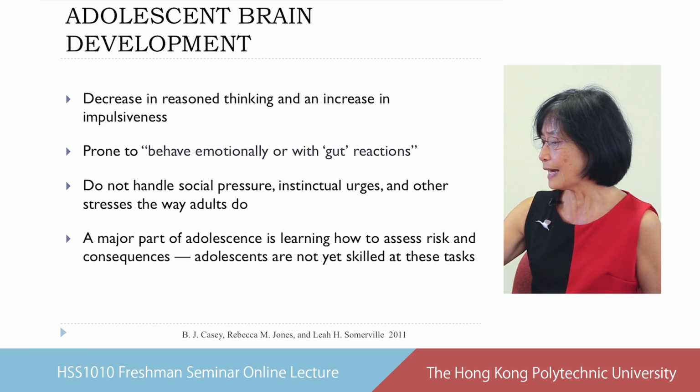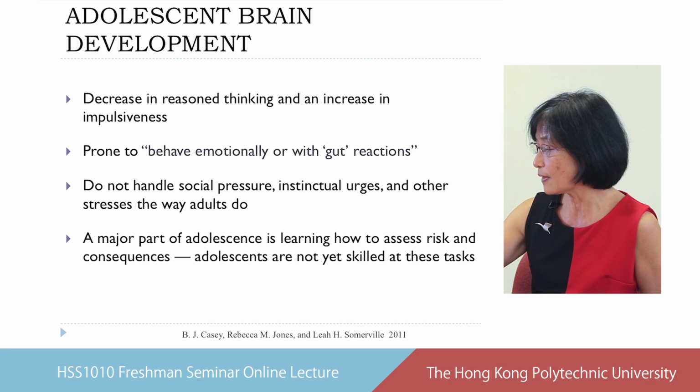Therefore, adolescents often tend to be more impulsive, more prone to behave emotionally, and have more difficulties handling stress and urges. It is important to remember that a major part of adolescence is for the teen to develop the skills and knowledge to assess risk and consequences. So they need the opportunity to encounter risks and problems, but also adult guidance to make sound choices.